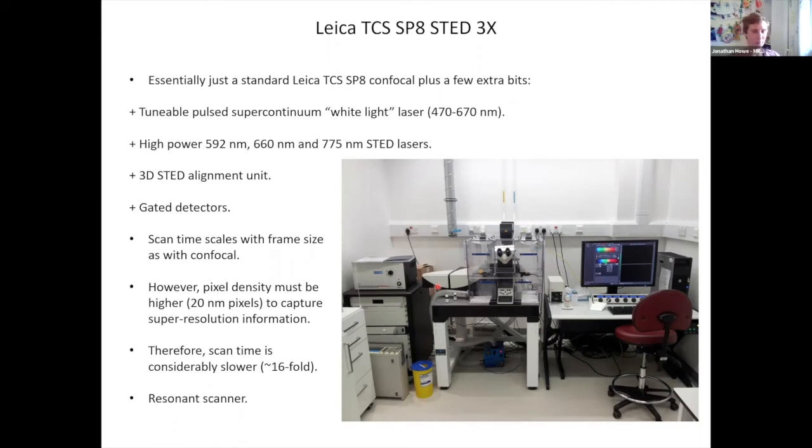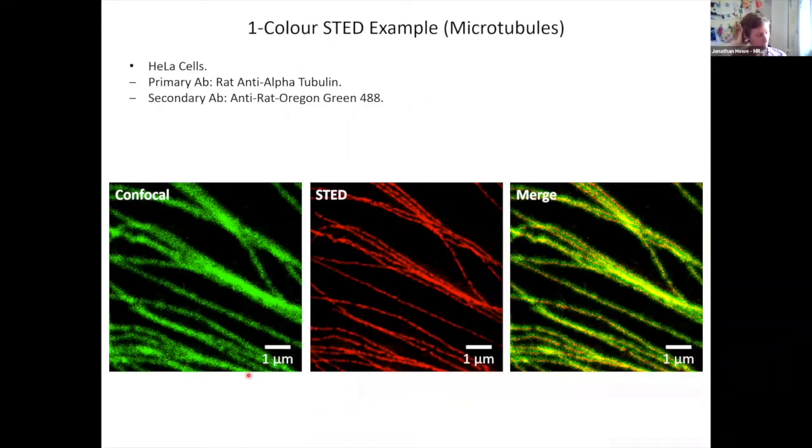So the example here is if your pixels are 20 nanometers, which is 4 times smaller in X and Y than the 80 nanometer pixels you would typically use to achieve diffraction limited imaging, then your scan time will be 16 times slower. Now, there is a resonance scanner on the system, but this results in very short pixel dwell time, so it's only really relevant if you have a very, very intense signal. So here's some microtubules, the first of many microtubules, which I'll be showing you.